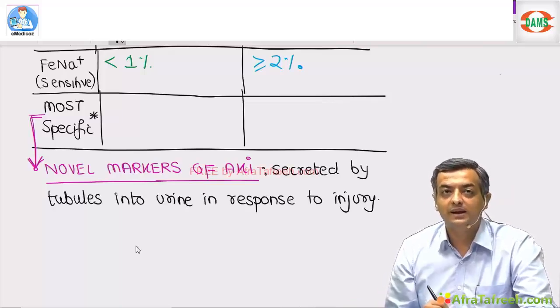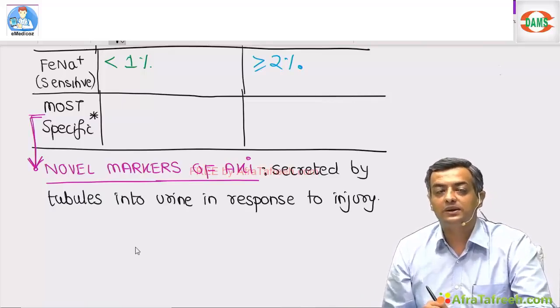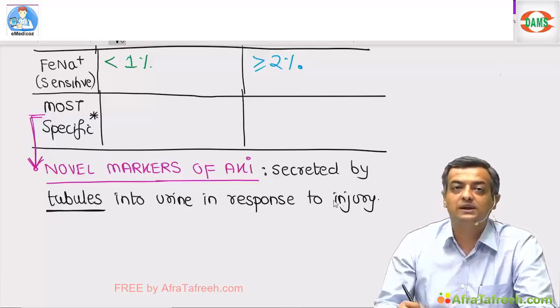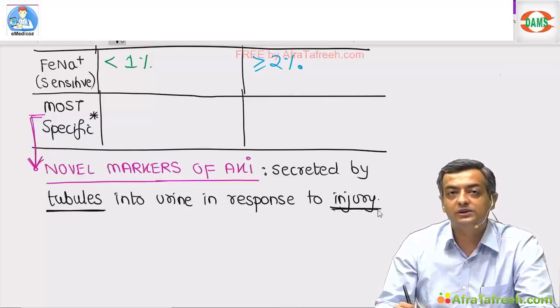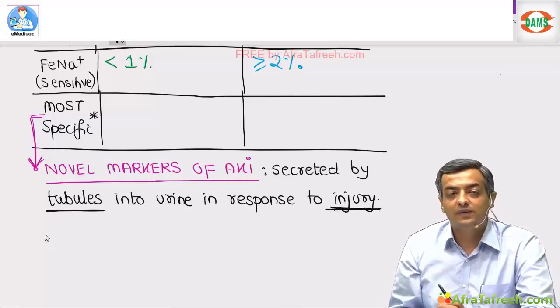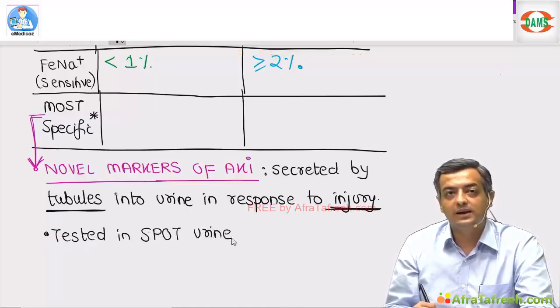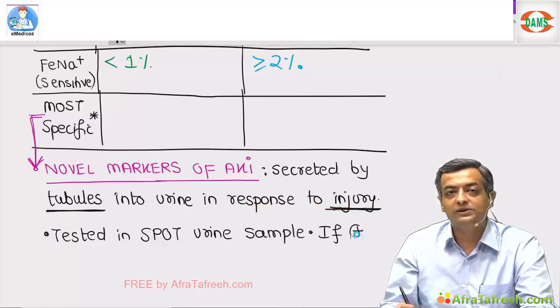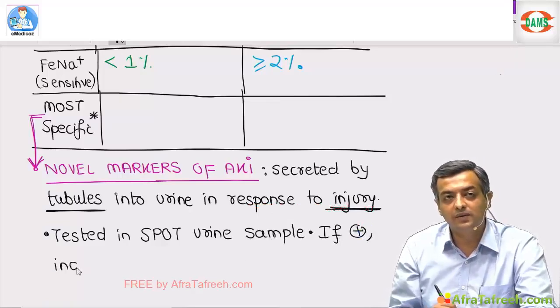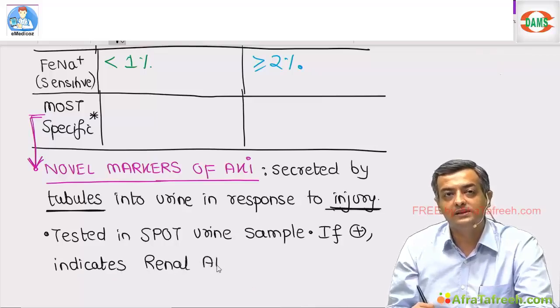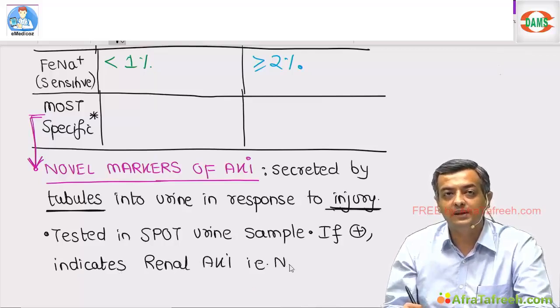These markers are secreted into the urine when the tubules, that is the kidney tubules, are injured. So where can we test? They are tested in a spot urine sample, and if they are positive, what does it indicate? A renal cause of AKI, that is the same as nephropathy.